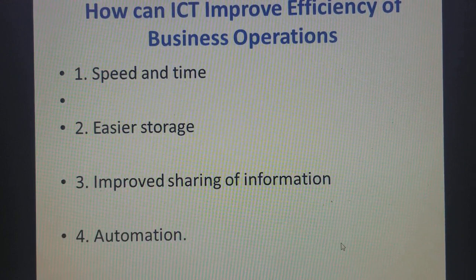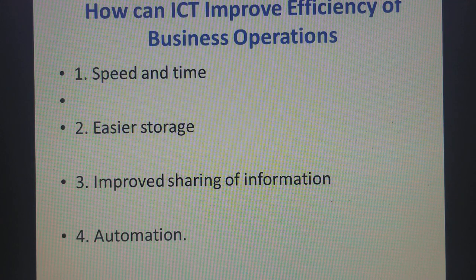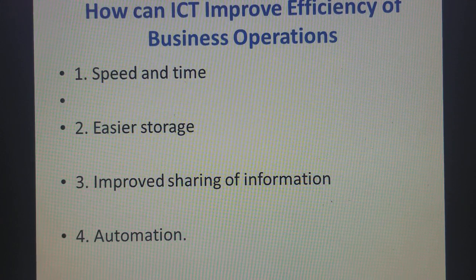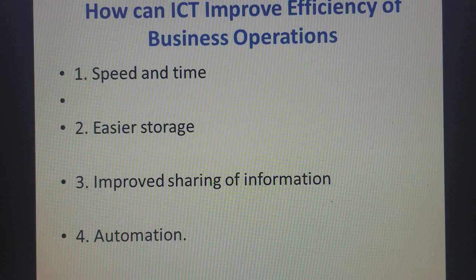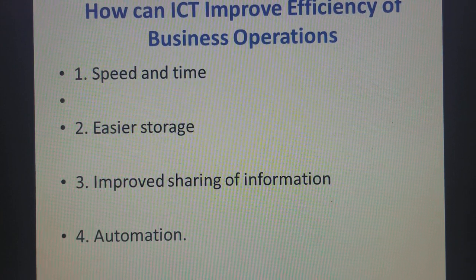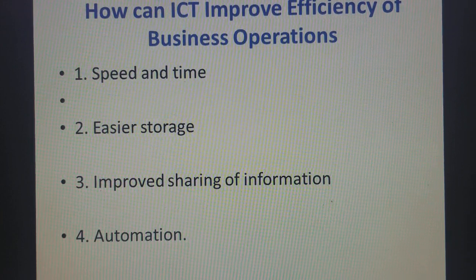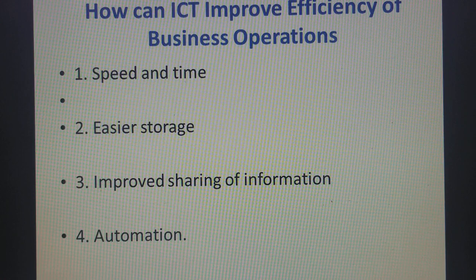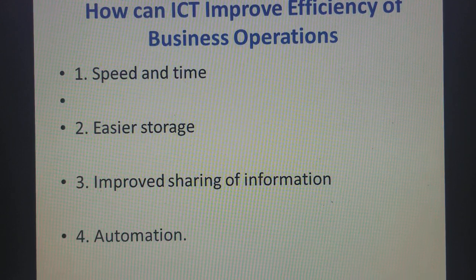Automation. This is where you program the productive process and watch it work for you. Automation: things are done with clockwork precision without much human intervention.